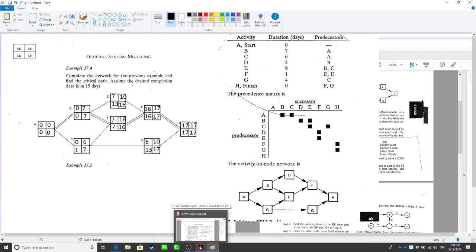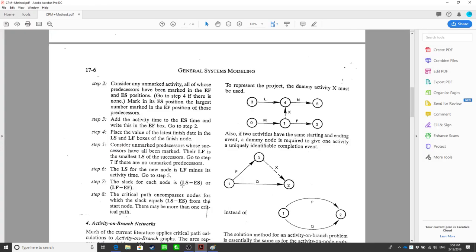Now let's see how we can identify the critical path of this project. Okay, so let's go back here. First, we need to calculate the slack time for each node. It's going to be LS minus ES or LF minus EF. Actually, they are the same. Latest time to start minus earliest time to start actually equals latest time to finish minus earliest time to finish. Logically, it's the same.